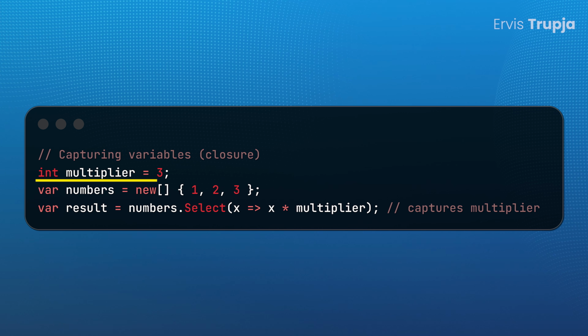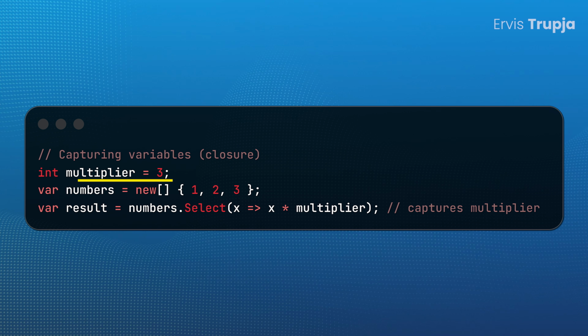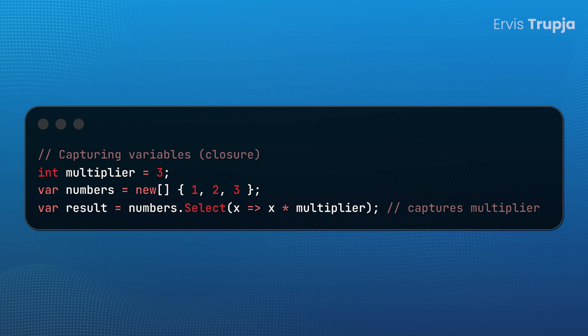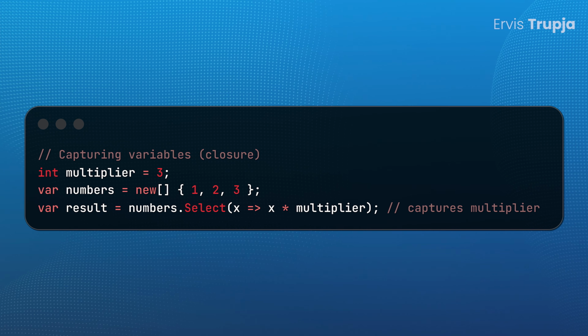Lambda expressions can use variables from the surrounding method, which makes closures possible. You can access those variables inside the lambda, but be careful with variables that change or with async code.